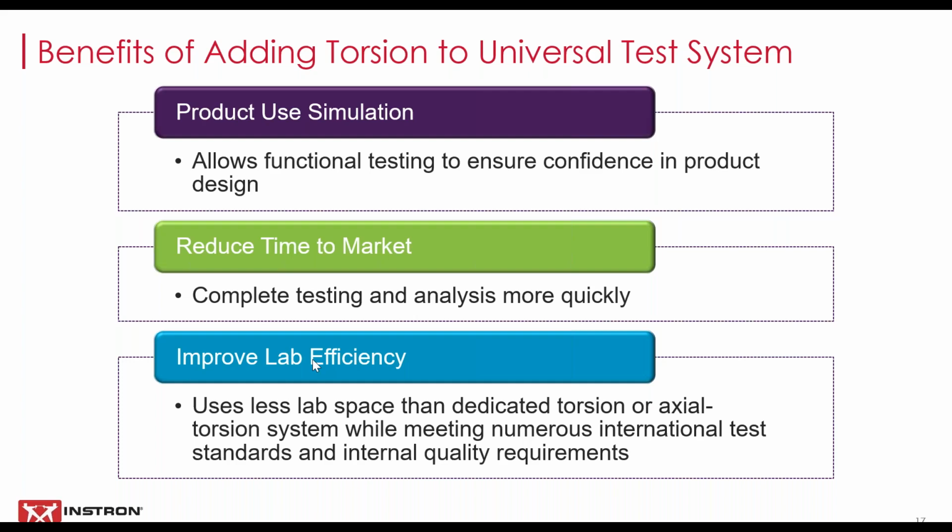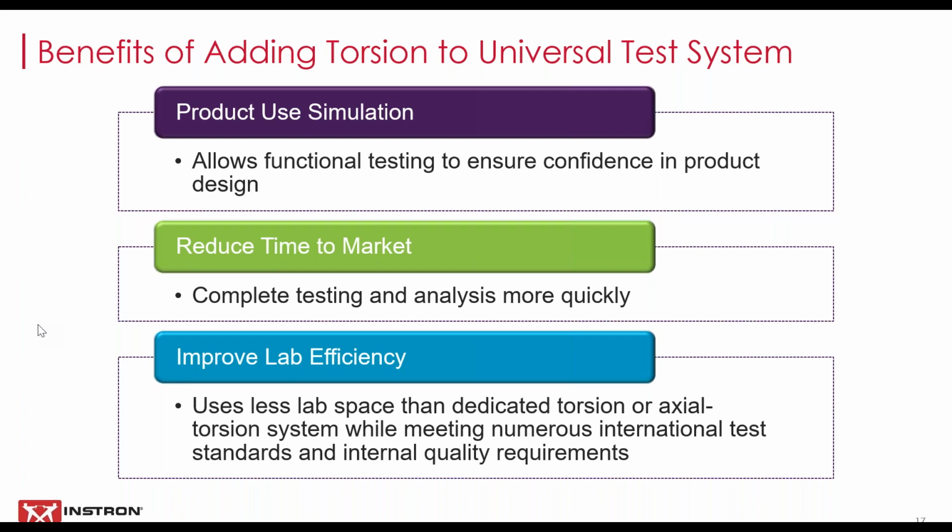Adding torsion can also help reduce time to market. When you have the ability to perform both axial and torsion testing on one system, that saves time. You don't have to move specimens and load strings between different systems. You don't have to develop different sets of test fixtures for multiple systems. All the data is gathered on one machine.